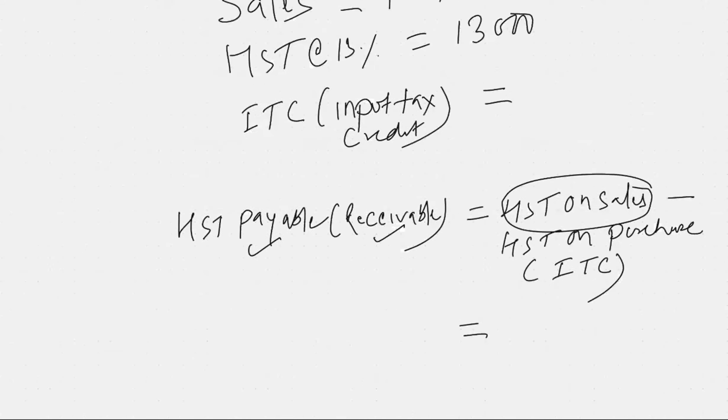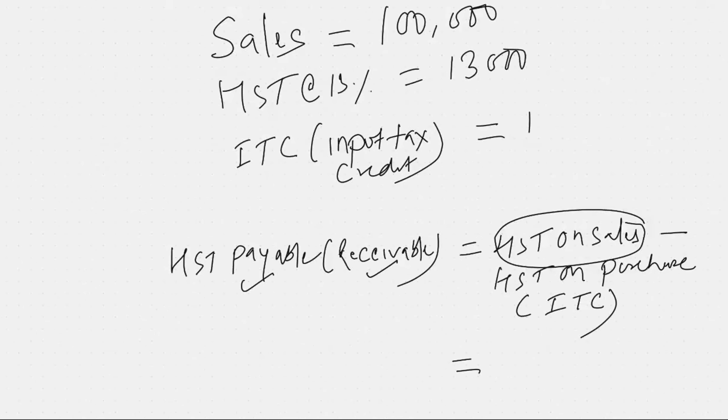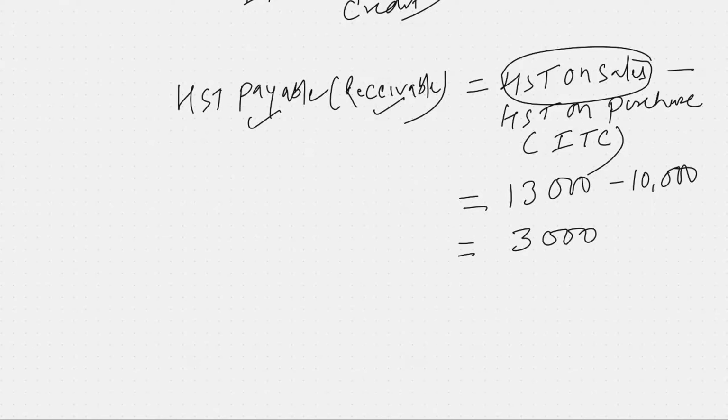Suppose in this case you have an ITC of $10,000. When you put this in the formula, it will be 13,000 minus 10,000. What will be the value? 3,000. Is this payable or receivable? Payable. Yes, you collected 13,000 from your customer, you paid 10,000 for your expenses, and the remaining difference of 3,000 you need to pay to CRA.